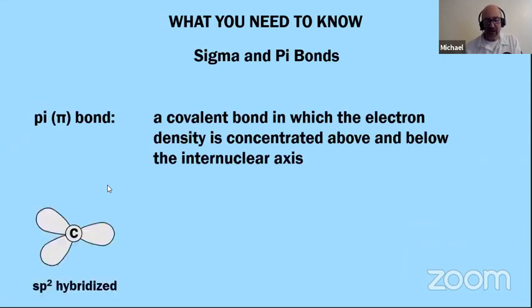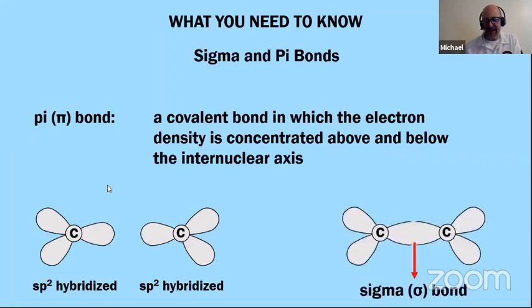So a pi bond is when we have electron density not necessarily in between the nuclei along the internuclear axis, but in fact above and below. Here I have 2 carbons, and they are sp2 hybridized. Now, what happened to the other p orbital, we'll talk about in just a second. So I bring them together, and that is a sigma bond. As I mentioned, what about the p orbital that was not used in the hybridization process? Because there are 3 p orbitals, but only 2 of them were used in the hybridization process.